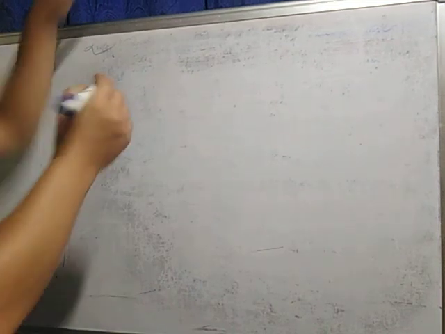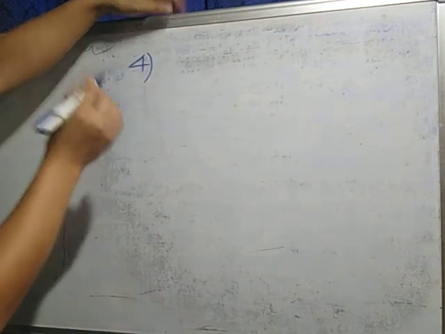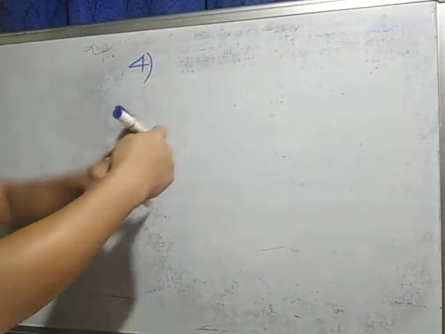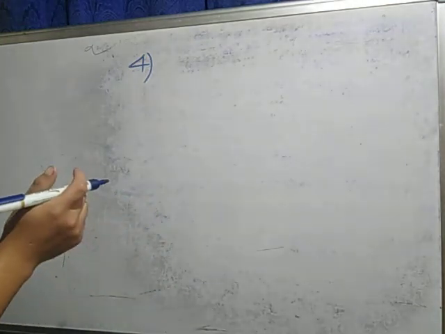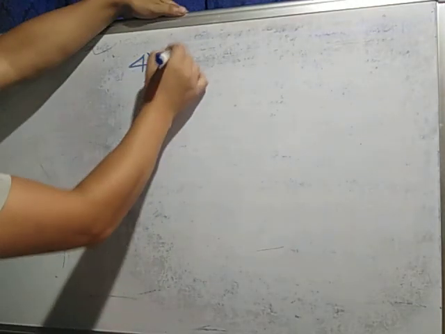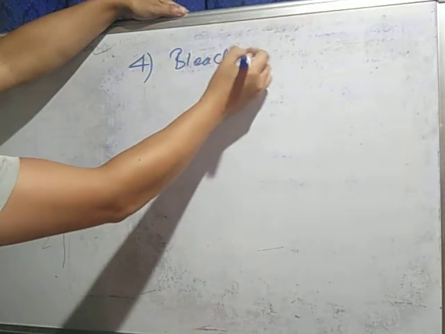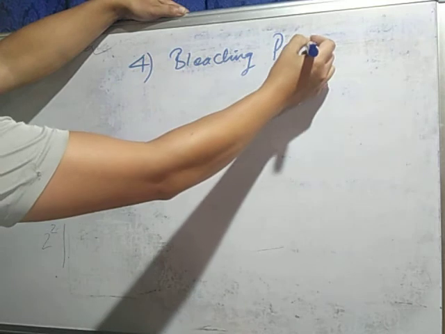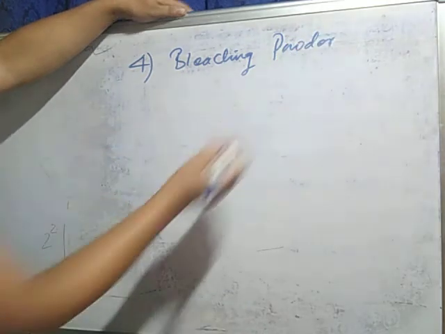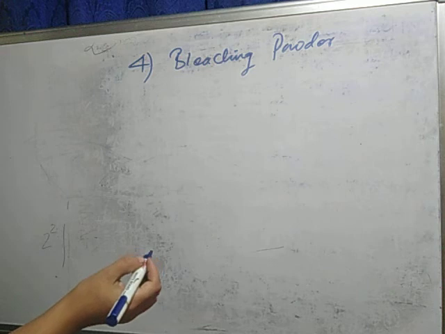Let's complete our chapter. Fourth, we are doing salt. From common salt, we got so many compounds or chemicals. The fourth one is your bleaching powder. You know this. Whenever there is some algae, then you have to put this bleaching powder.